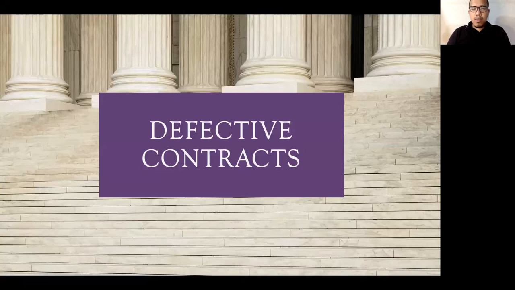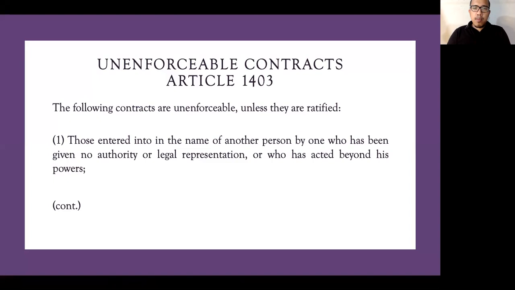We are done with rescissible and voidable contracts. And to finish the coverage of contracts, we now proceed with the discussion of unenforceable contracts and void and inexistent contracts. So unenforceable contracts are identified or enumerated in Article 1403 of the Civil Code.